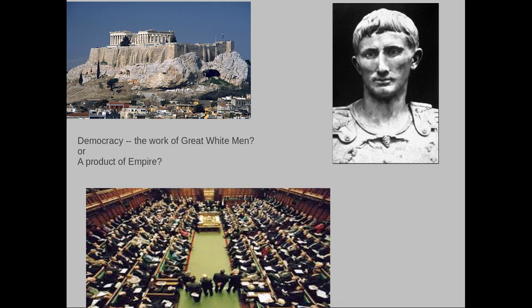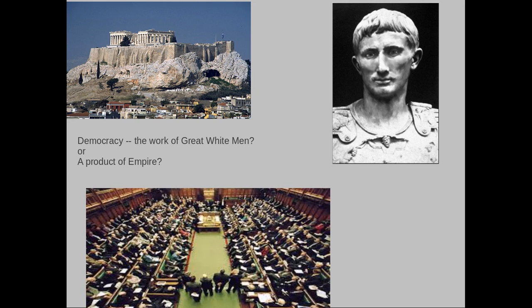So the next chapter in the book is about democracy: the work of great white men, or a product of empire. Democracy, its economic and ecological context are fairly easy to understand, fairly transparent if you simply go and look for them. And this is an overview. We're not going to dig into the issue deeply right now. We'll do that in the next slideshow.